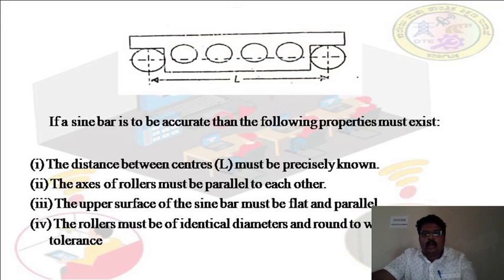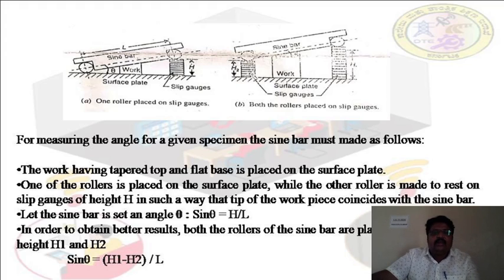And now we look at how exactly the measurement is done by using a sine bar. For measuring the angle of a given specimen, the sine bar must be set up as follows. You have two figures here. One is one roller placed on slip gauges, and the second one is both the rollers placed on the slip gauges. So you are having a figure which is showing it in detail, right? And next, I'll let you know what are the different conditions.